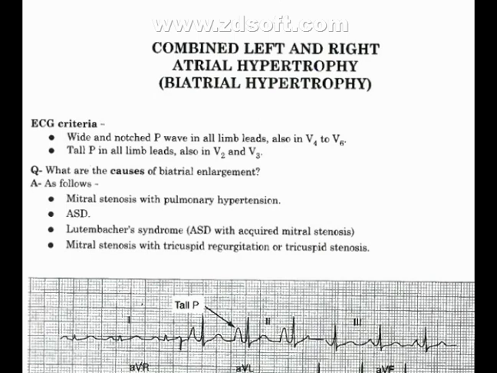What is Lutembacher syndrome? ASD with acquired mitral stenosis. Also mitral stenosis with tricuspid regurgitation or tricuspid stenosis.